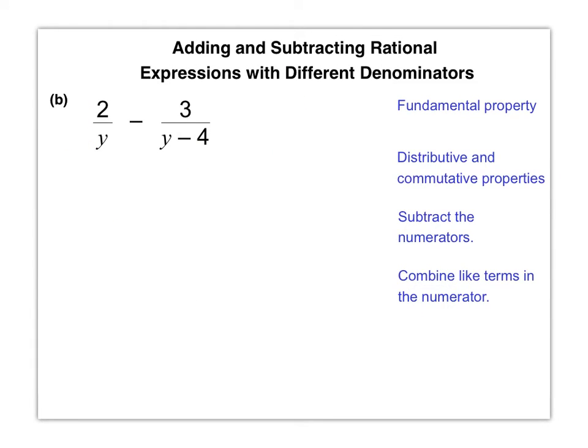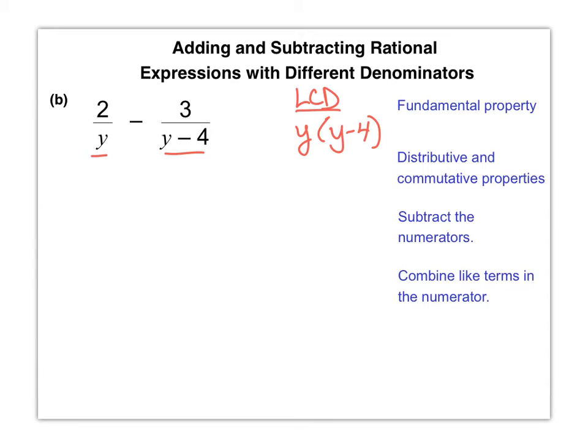All right, for this example, we are adding and subtracting rational expressions with different denominators. We need to first find the LCD, the least common denominator, for both of these fractions. The first fraction has a factor of y. That is going to be part of our LCD. The second fraction has a denominator of y minus 4. That factor will also be part of our least common denominator.